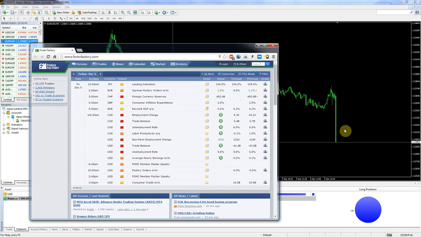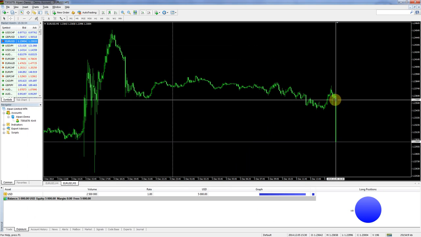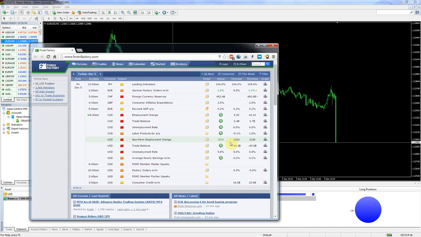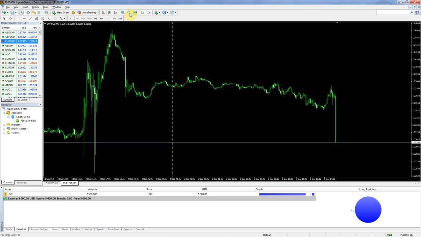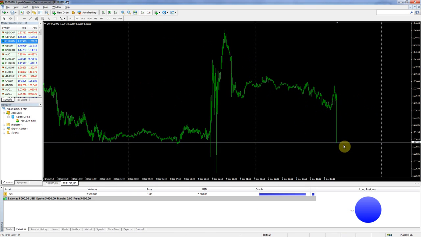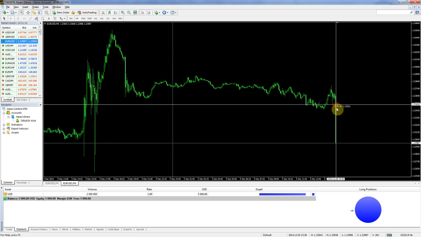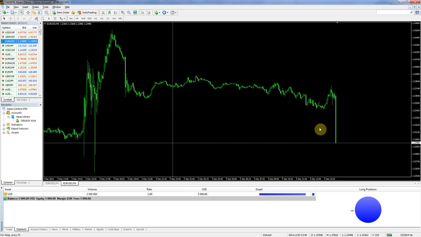This is the euro dollar M5 chart, and as you can see, we've got a massive bar going down right now. It is exactly 8:30 New York time. The news has just come out, and what we can see is an incredible dip in prices. This is December 2014, and what is happening is just crazy. This is a massive drop. How many pips do we have here? That's about 70 pips in less than 5 minutes, and this is happening right in front of your eyes.